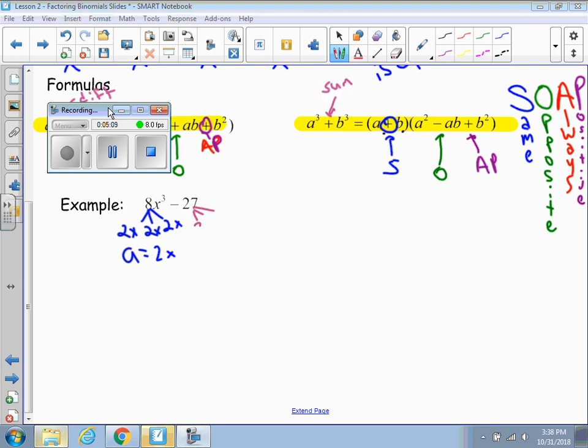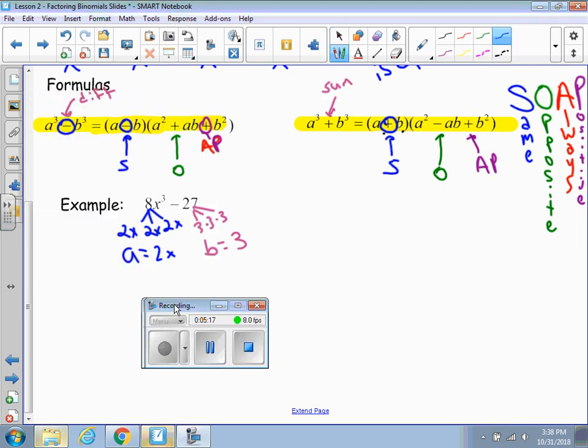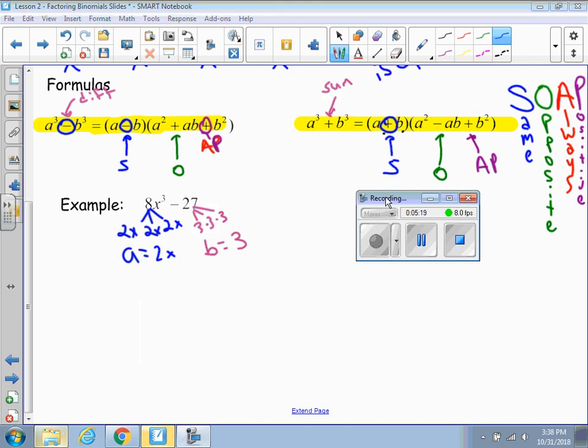27 is 3 times 3 times 3. So our b value is 3. It really doesn't matter for cubes if it's a sum or a difference because we have a formula for both of them. So let's follow the formula. Our formula goes like this: a squared, a times b, b squared. What was our a value? It was 2x. Our b value was 3.